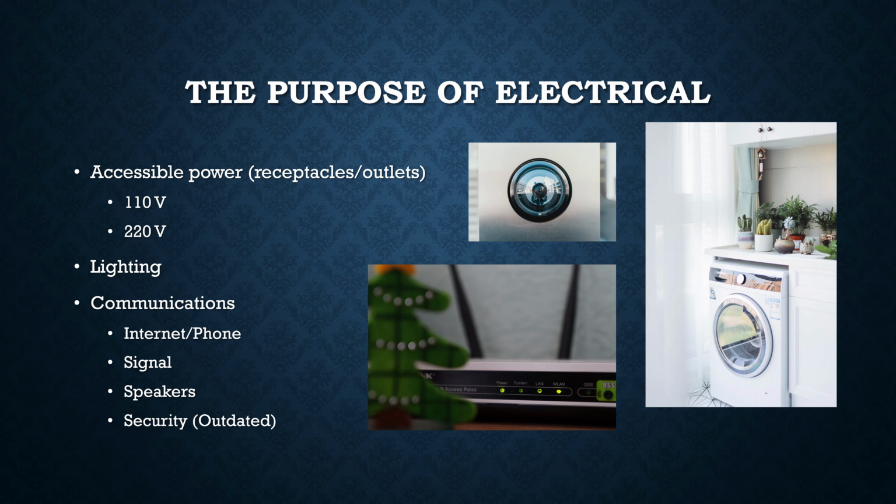But that's generally it. You're going to have your 110-volt plugs, which are the standard outlets you're going to see all over the house. And then the 4-prong outlets you'll see for a dryer plug or something like that are going to be 220 volt. So that's one of the main purposes: to spread the power out through the house so that you have access to it. Another purpose is going to be the lighting.